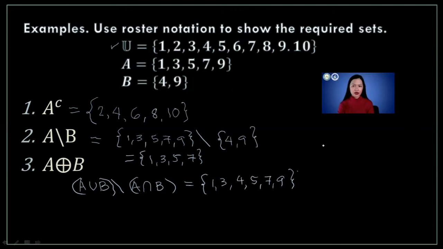And then we subtract, quote unquote, subtract the intersection. The intersection must be the set containing the common elements. For this case, we have the element 9. And next, we get the difference. What will be left? We now have the set containing 1, 3, 4, 5, and 7. So this is the symmetric difference of A and B.